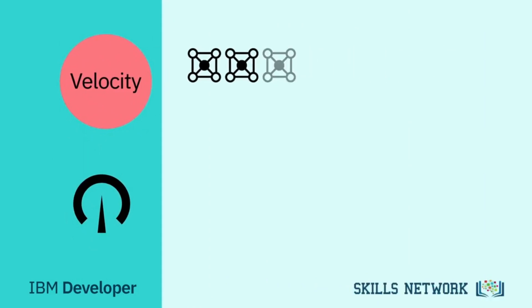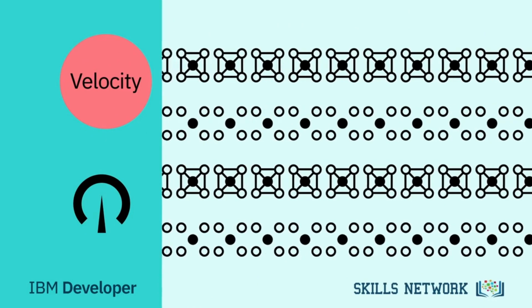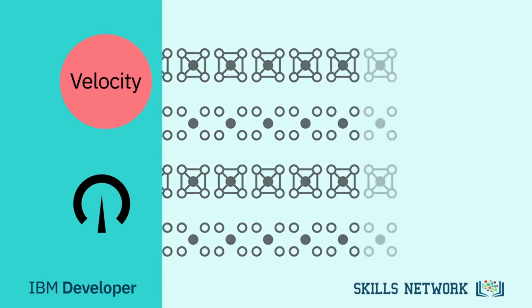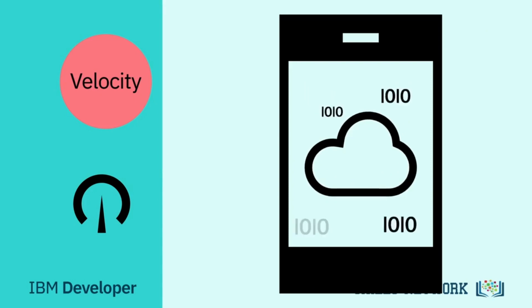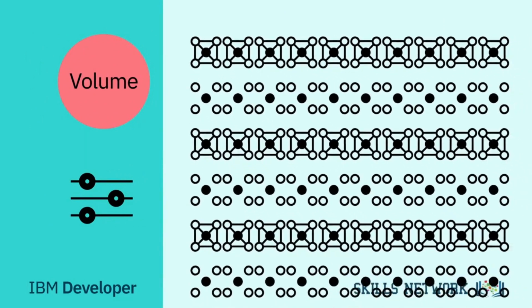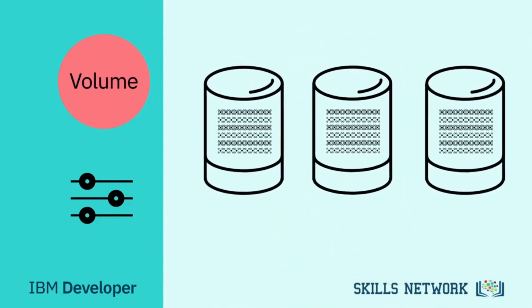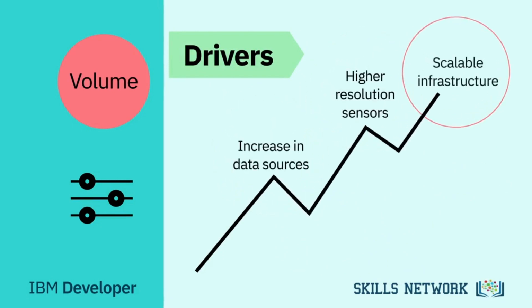Velocity is the speed at which data accumulates. Data is being generated extremely fast, in a process that never stops. Near or real-time streaming, local, and cloud-based technologies can process information very quickly. Volume is the scale of the data, or the increase in the amount of data stored. Drivers of volume are the increase in data sources, higher resolution sensors, and scalable infrastructure.